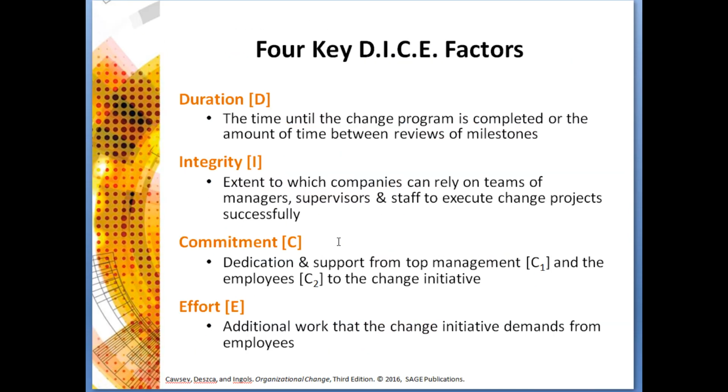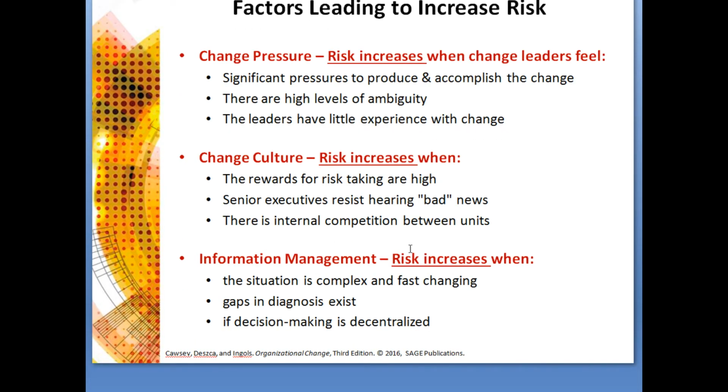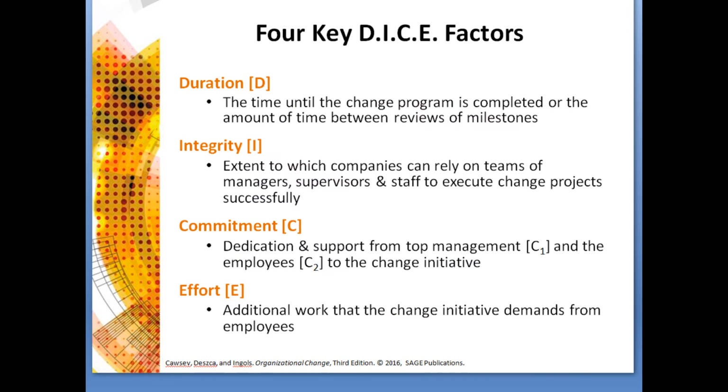In terms of information, risk increases when the situation is very complex and very fast changing. Gaps in diagnosis mean there are areas where we don't know what's going on, which is really bad. And if the decision making is decentralized, you get people all over the map making all kinds of decisions, and it's very haphazard and scattered. That's certainly an issue too. And sometimes you look at this DICE factor when it comes to controlling this kind of stuff. DICE: duration, integrity, commitment, and effort. The duration is the amount of time this change is going to take. Integrity is the extent to which a company can rely on teams of managers to make these changes. Then commitment from the top management, and the amount of effort people are willing to put into this.